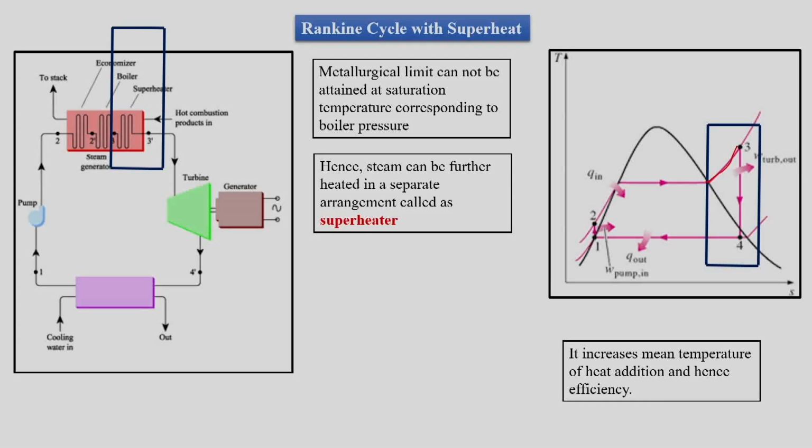So, what would happen? By having superheat, it increases the mean temperature of heat addition for the Rankine cycle. Since the mean temperature of heat addition is increasing, we have an increase in the efficiency of the Rankine cycle. It reduces the specific steam consumption. So, basically we are having more W net, and specific steam consumption is 1 upon W net.